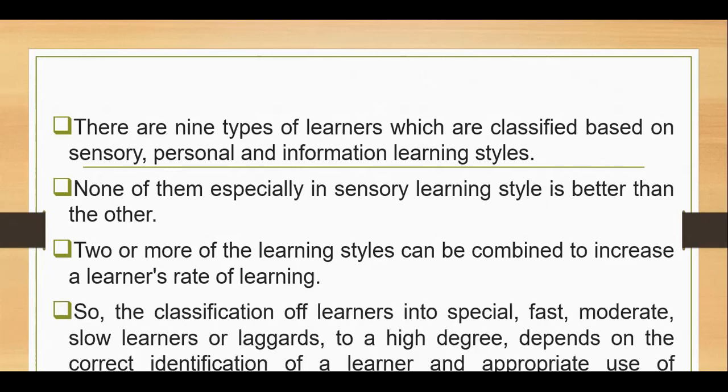So the classification of learners into spatial, fast, moderate, slow learners, or laggards, to a high degree, to a very high extent, depends on the correct identification of a learner and appropriate use of instructional aid by teachers or parents for effective learning among students.